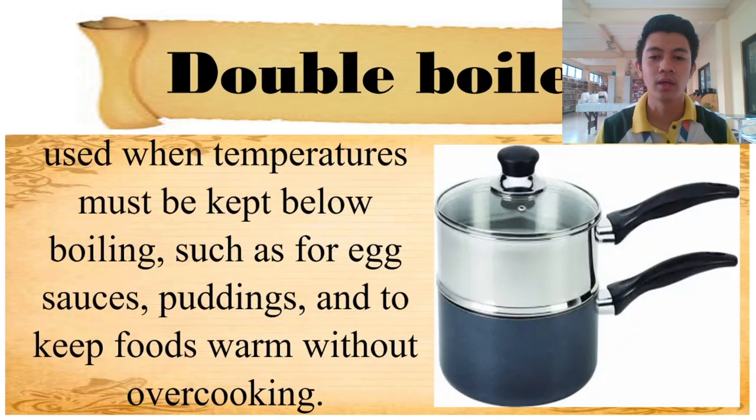Double boiler. A double boiler is used when temperatures must be kept below boiling, such as for eggs, sauces, puddings, and to keep foods warm without overcooking. A double boiler is used for a variety of cooking tasks, and they are commonly used in bakeries and cafes for melting and cooking delicate foods.